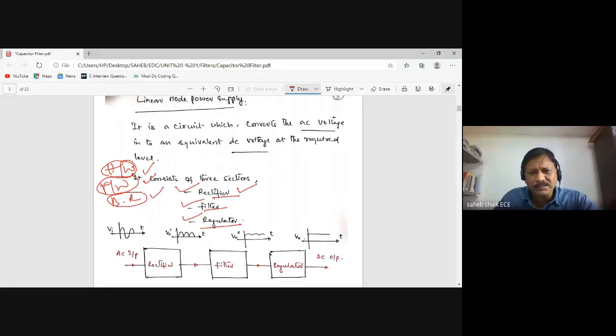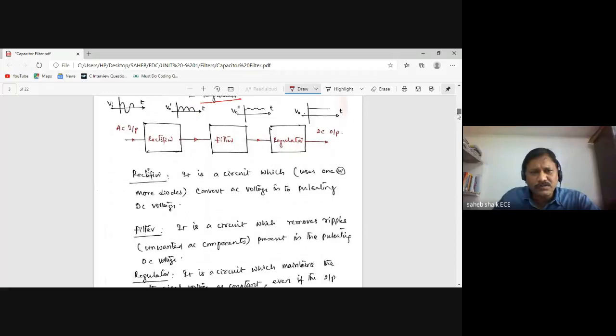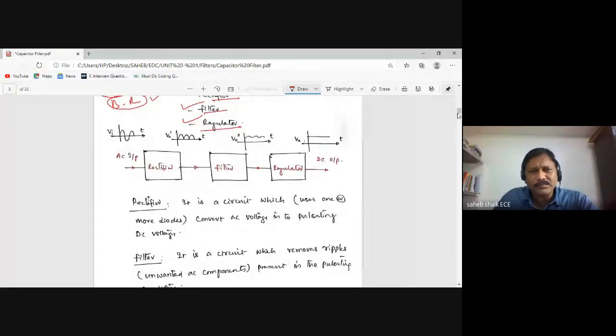So come to this particular block diagram here. Hope you remember this block diagram. You are going to give the AC input to the rectifier. The main purpose of the rectifier is to convert AC to DC. What type of DC are you getting here? You are getting the pulsating DC.